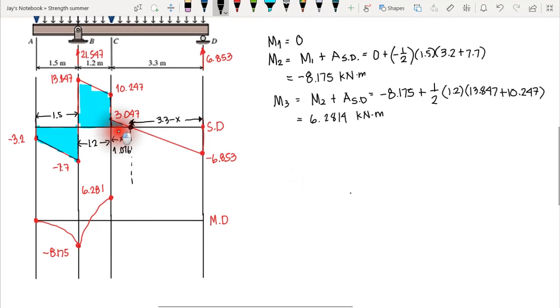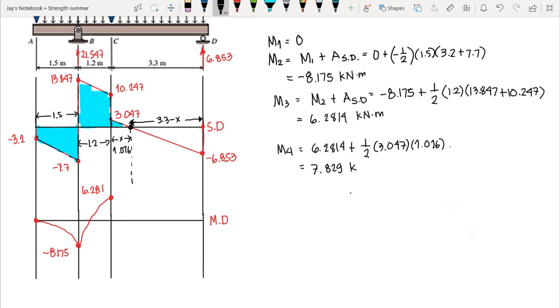Now we can compute the area of our small triangle, and then the moment at this point. Let's say that's our moment 4. Our initial moment is 6.2814, and since our small triangle has positive shear, we have plus 1/2 times 3.047 times the length, that is 1.016. This is the area of a triangle. And this gives us the value of our moment at zero shear equal to 7.829 kilonewton meter.